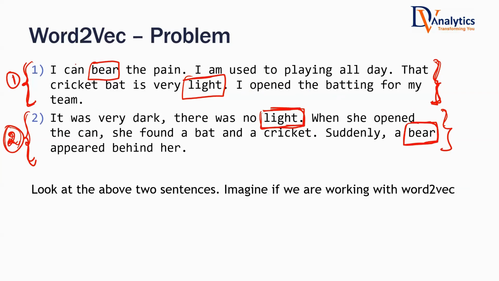But here, I can bear the pain. Now here, this can is different. She found a bat. Here, a bat is an insect, a living being that we are talking about. But here it is an object, cricket bat. And cricket here is an insect, whereas cricket here is a sport.